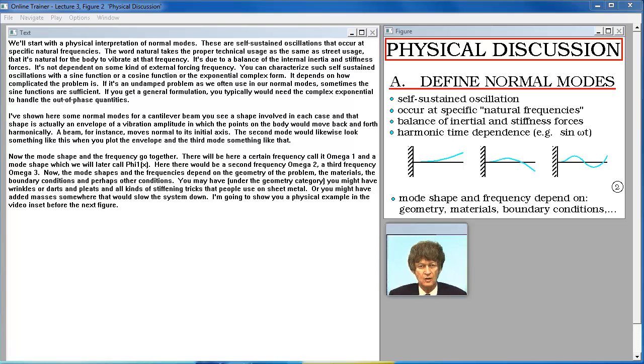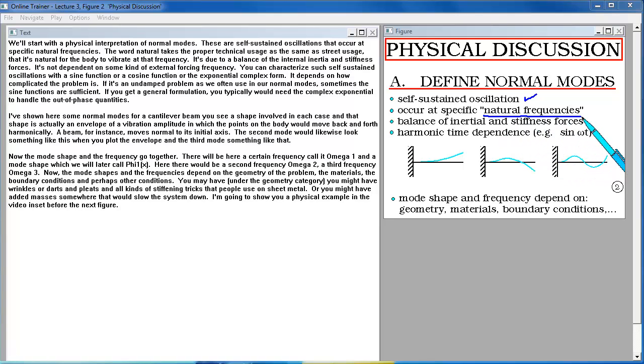We'll start with a physical interpretation of normal modes. These are self-sustained oscillations that occur at specific natural frequencies. The word natural takes the proper technical usage the same as street usage, that it's natural for the body to vibrate at that frequency. It's due to a balance of the internal inertia and stiffness forces. It's not dependent on some kind of external forcing frequency.